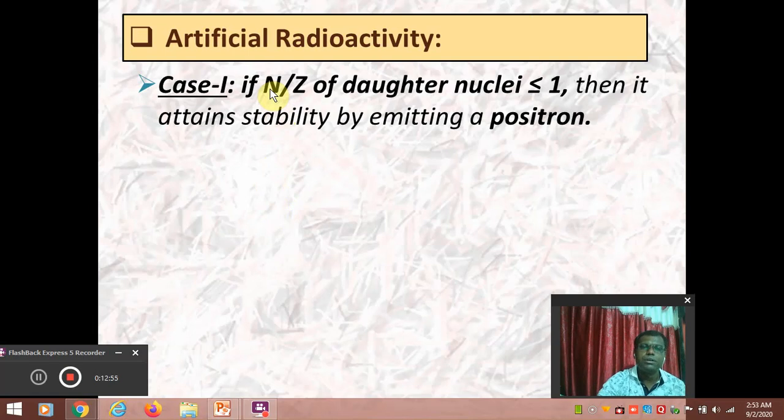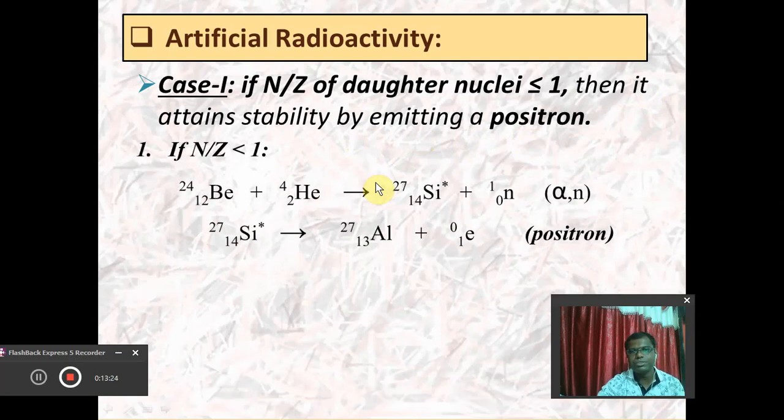N is the number of neutrons and Z is the number of protons. So if the neutron to proton ratio of the daughter nucleus is less than or equal to 1, then it attains stability spontaneously by emitting a positron. Here we will discuss with the help of some examples how it emits the positron.